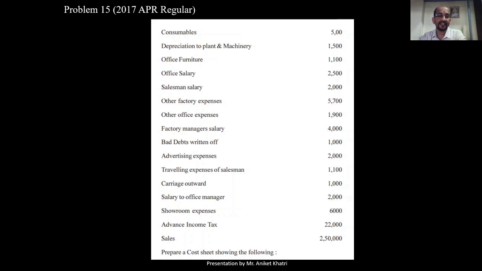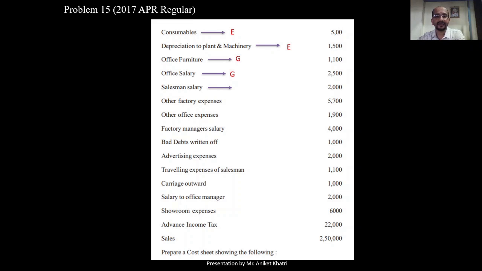Consumables, a different item came. So this is our 15th problem, but this particular item is new to us, so it comes in E section, that is factory overheads. Depreciation to plant and machinery E. Office furniture G. Office salary G.